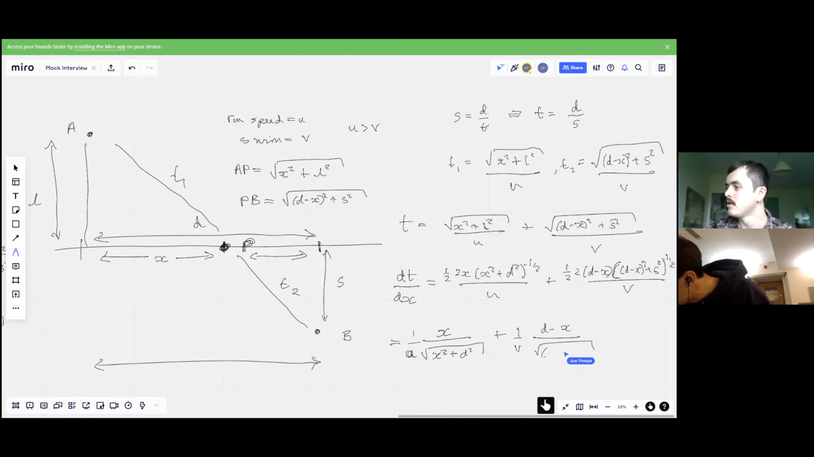There's one thing you might have got wrong about this second differential term. When you differentiate the bit inside the brackets, D minus x.